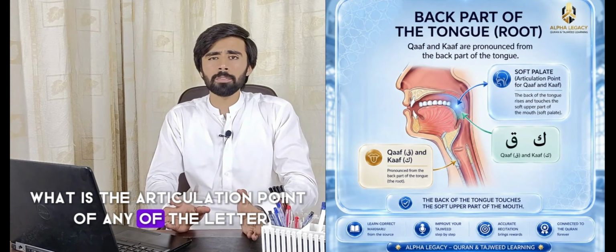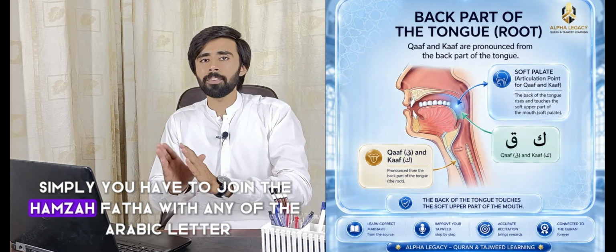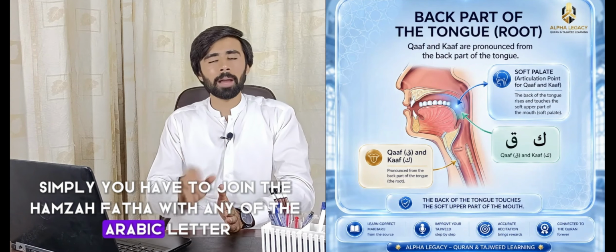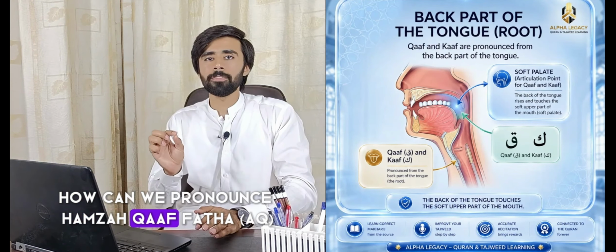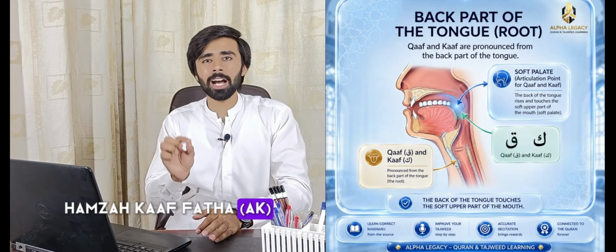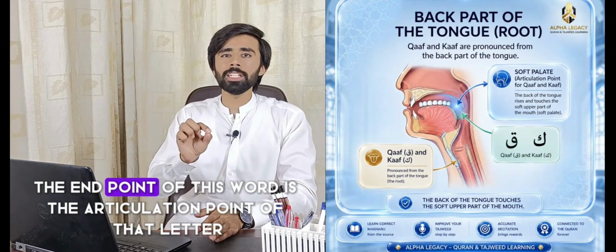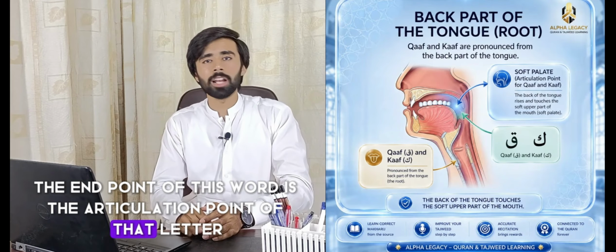Okay, and the one golden rule, if you want to know the articulation point of any letter, simply you have to join the Hamza Fatha with any of the Arabic letters. How can we pronounce? Hamza, Qaf, Fatha, Aq. The end point of this word is the articulation point of that letter.